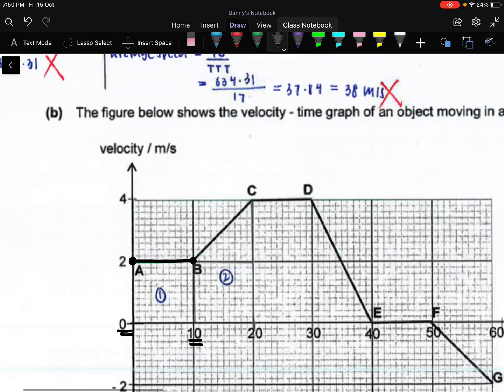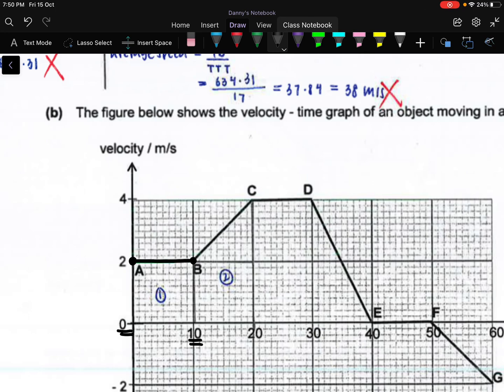Okay? BC, B to C. Excuse me. Excuse me. B to C. Excuse me. Maybe some student is cursing me. No lah, I think my student won't curse me lah. They are all good students.